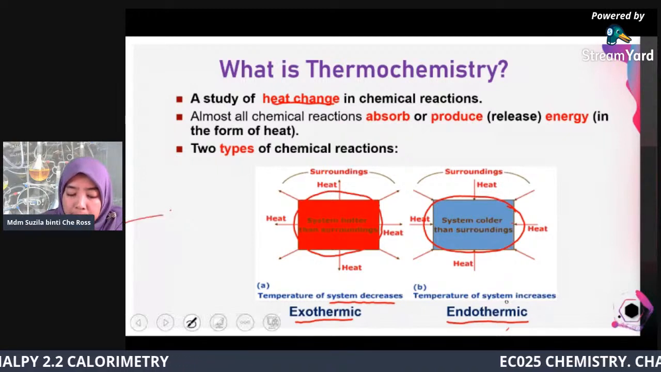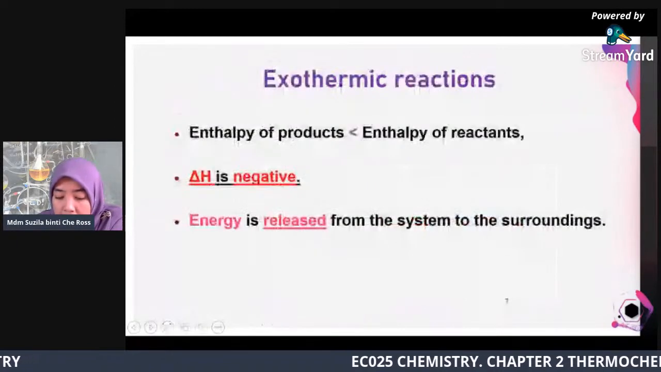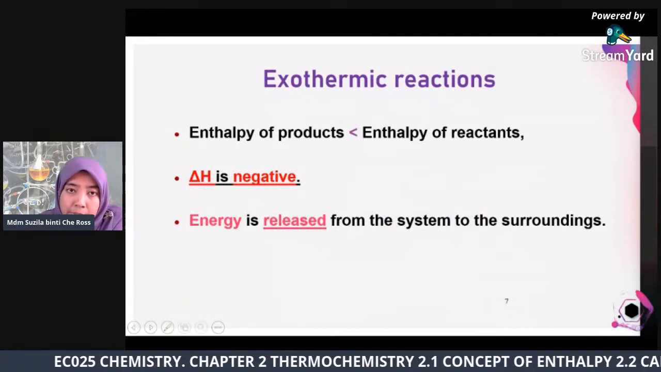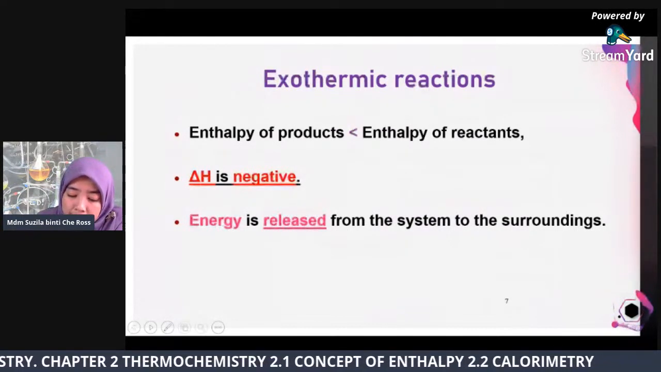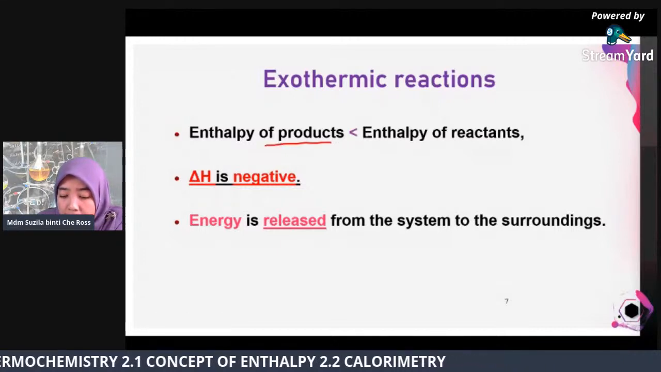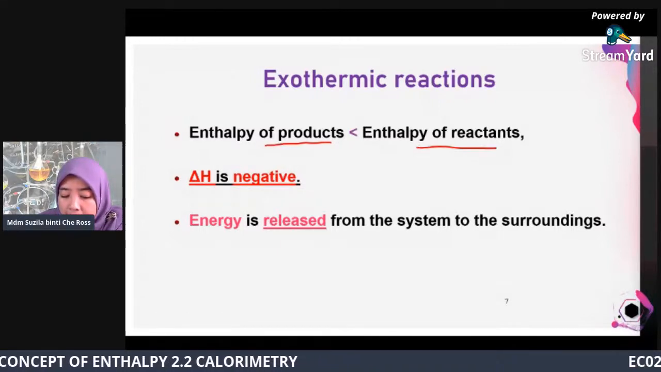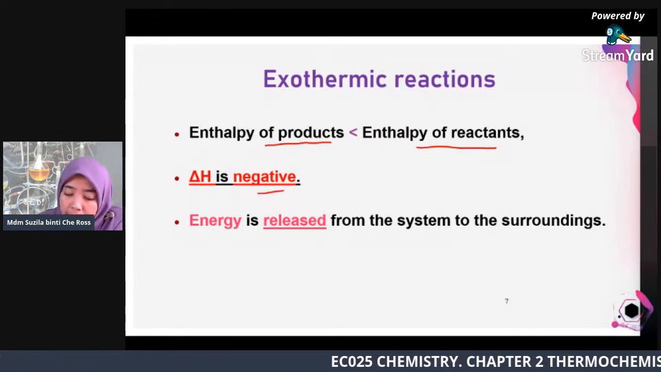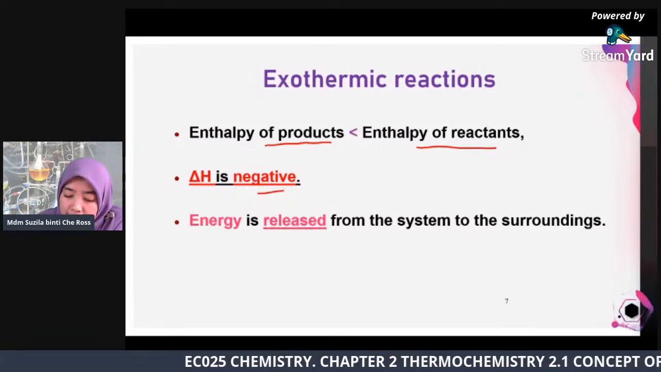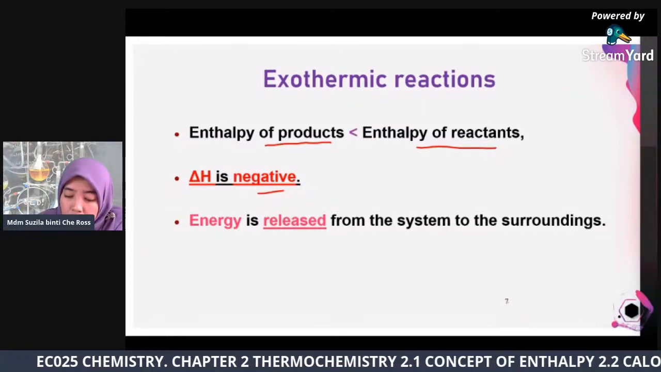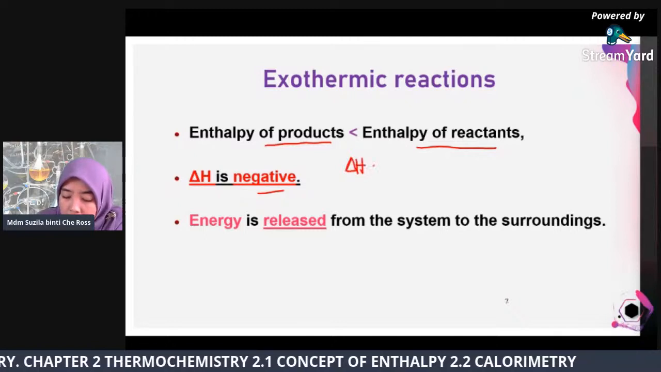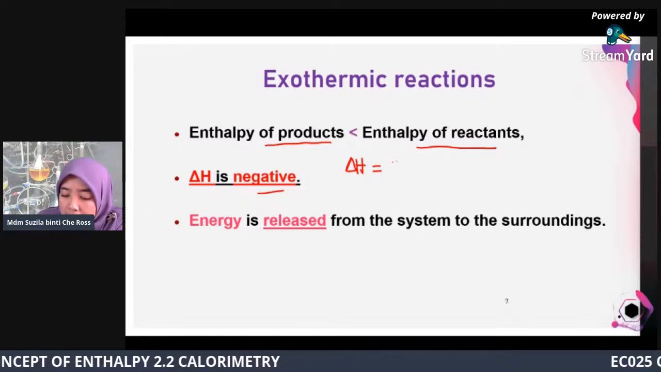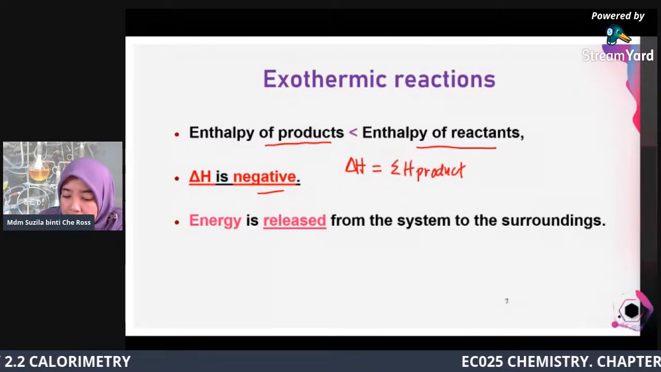And now we want to take a look at the characteristics of an exothermic reaction. For an exothermic reaction, the enthalpy of the product is always smaller than the enthalpy of the reactant, and the value of delta H is always negative. Why is delta H negative? Because from the formula, delta H is equal to the summation of enthalpy of the product minus the summation of enthalpy of the reactant.